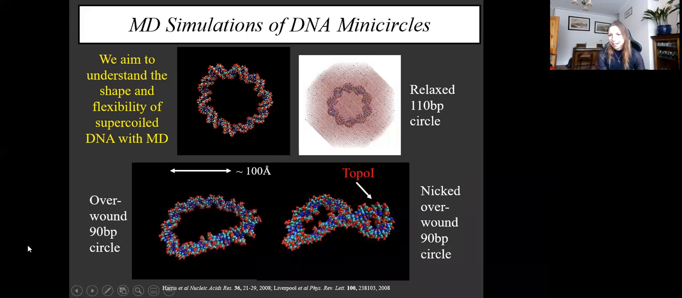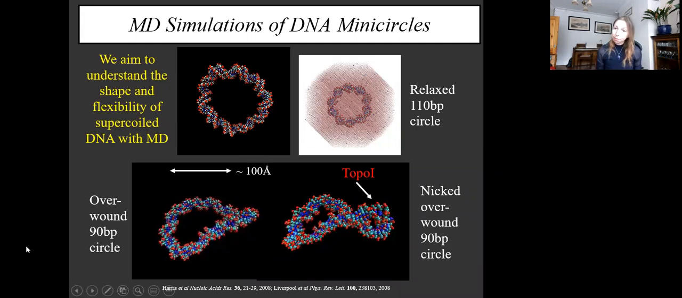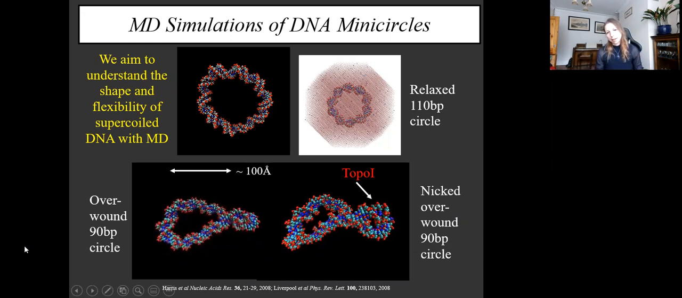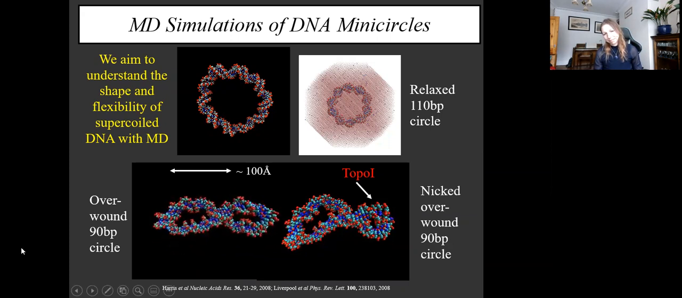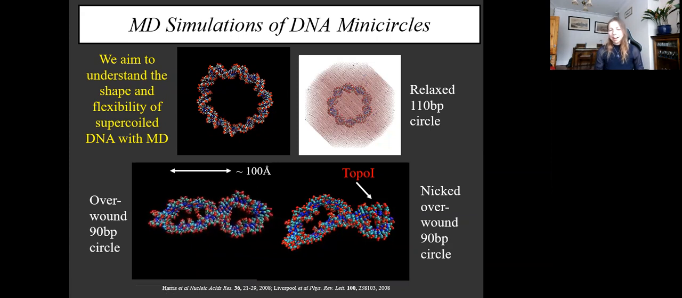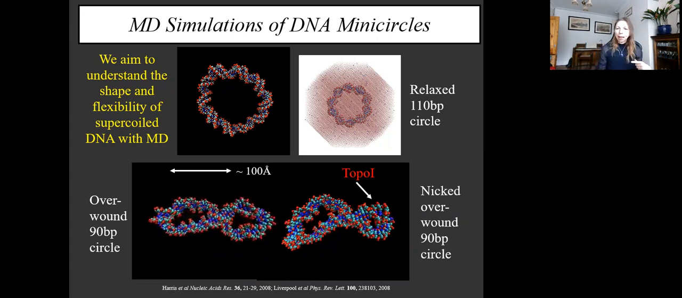So this system is under torsional stress because it's been supercoiled. So it's going to undergo a buckling instability and become a figure of eight. There we go. So what we can also do is pretend that we're the DNA relaxing enzyme topoisomerase 1.